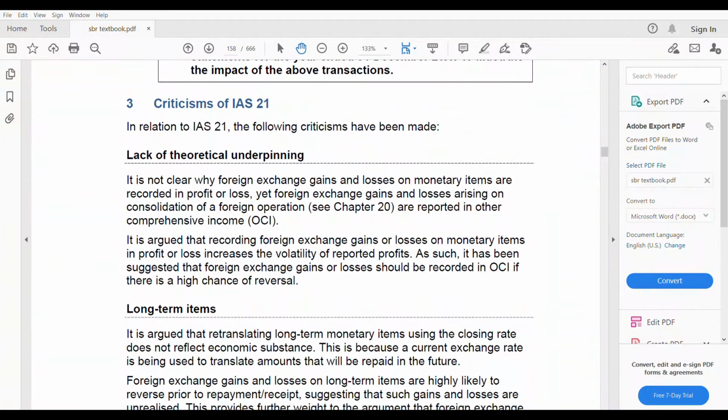Then we have some criticisms of IAS 21. What are they? Every standard has some problems, some issues, some criticism. Make sure that you know some. Okay? Not in detail, but you should know briefly what the criticisms are. One is lack of theoretical underpinning. What does it mean?